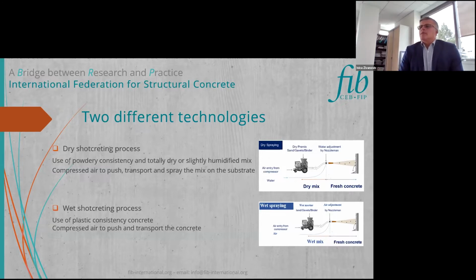The wet process consists of using plastic consistency concrete, which is pushed by compressed air and transported to the concrete surface already in place. So finally, you have the introduction of the wet mortar with all constituents of the shotcrete, and an adjustment of air at the nozzle.